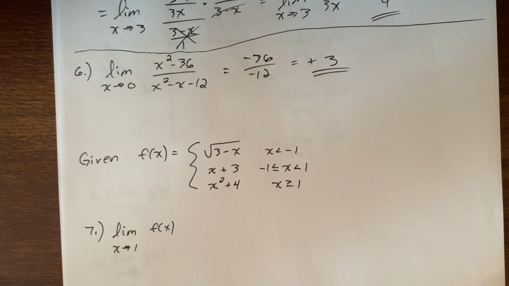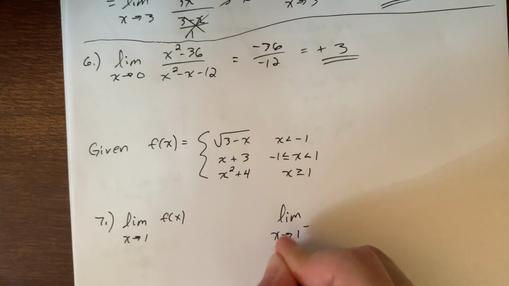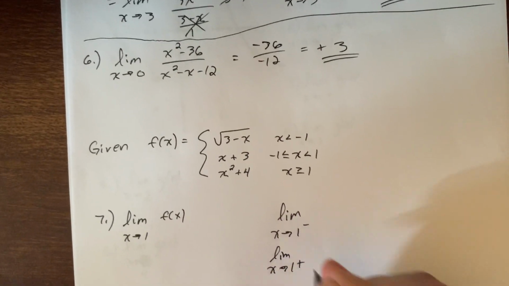So we're going to need to break this one up. We're going to need to take the limit as x approaches 1 from the left and separately 1 from the right.